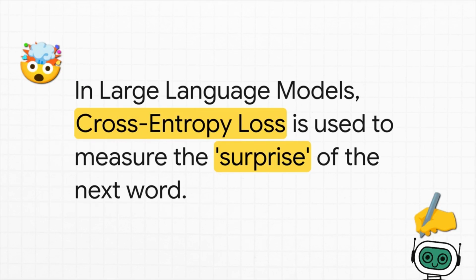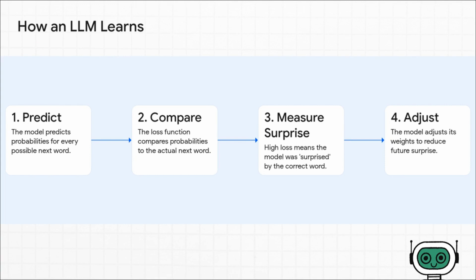So when a large language model is learning to write, it's typically using cross-entropy loss, a cousin of the log loss we just talked about. And a great mental model for this is to think of the loss as a measure of surprise. Here's how it works. For any given sentence, the model looks at all the words it knows, tens of thousands of them, and assigns a probability to each one for being the very next word.